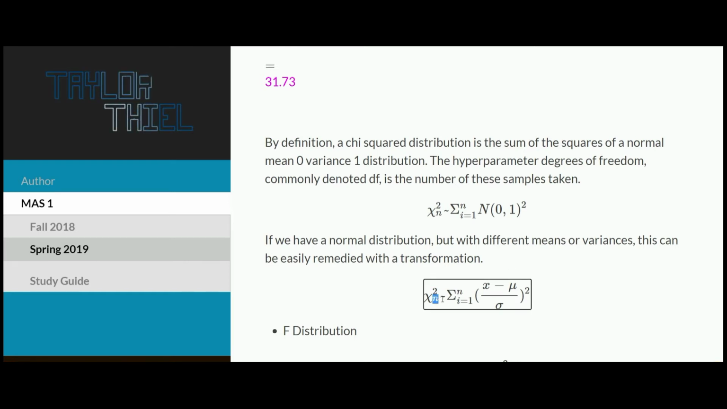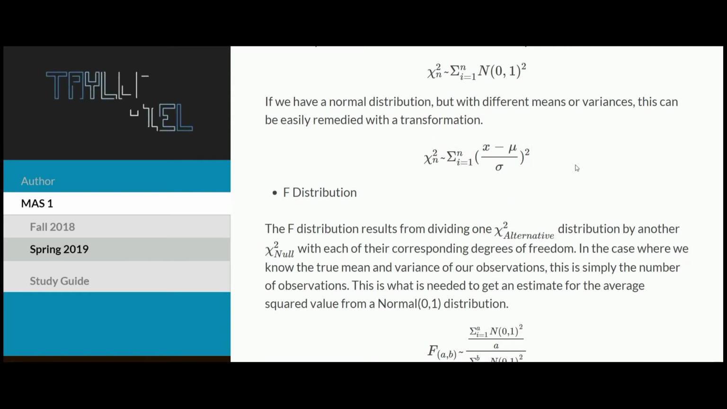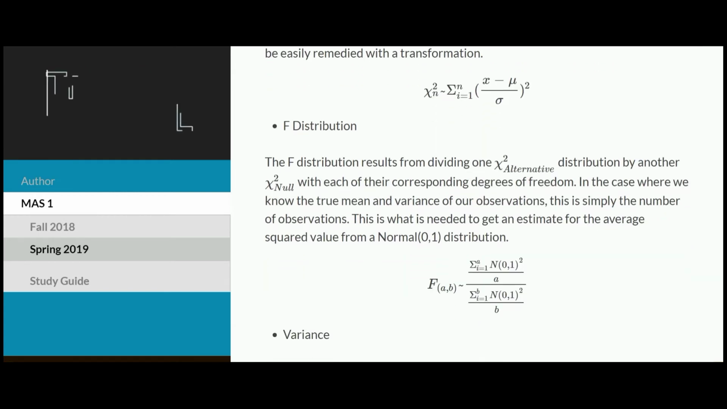Now, I've been jumping between number of samples and degrees of freedom, and that's because they're the same in the case where we know mu. So in the case where we have to estimate mu with the sample mean, that's going to change things, but we'll get to that later on. Alright, so now we know chi-squared is just the sum of the squares of samples from a normal 0, 1.